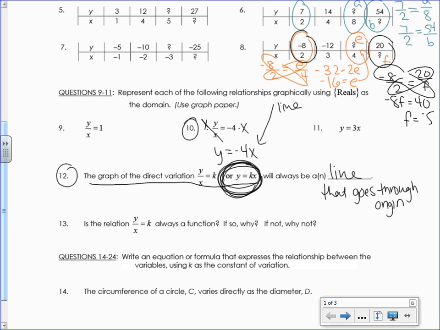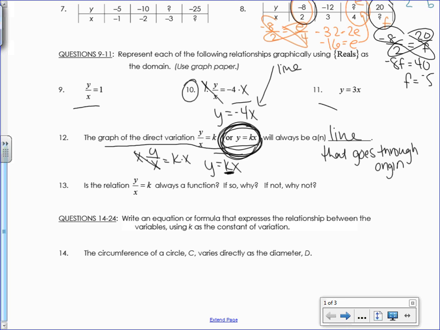Okay, because if I'm always of the form y over x is equal to k, I'm always going to have to multiply by x. I'm always going to have a slope of k, and I'm always going to not have an intercept. Okay, because if you think of lines, y equals mx plus b, none of these equations have a plus b on the end. Okay, so my intercept is always 0. I'm always going through the origin.